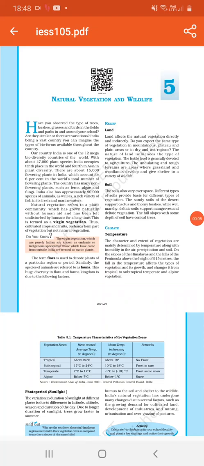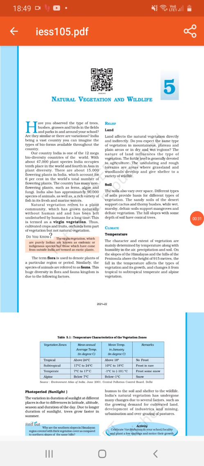I am your SST teacher, Mrs. Manju Sharma, and today we are going to start our new chapter of class 9th Geography, chapter 5, Natural Vegetation and Wildlife. Children, when we observe around ourselves, we see different types of trees, bushes, grasses, and birds in the fields and parks. And we also see that they are not similar and there are so many variations.